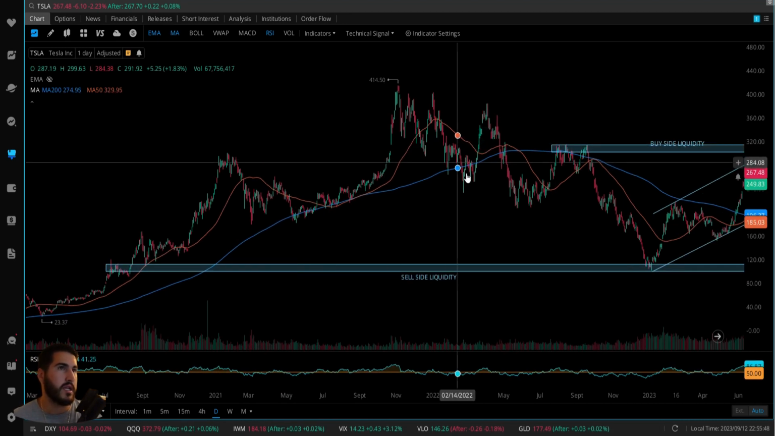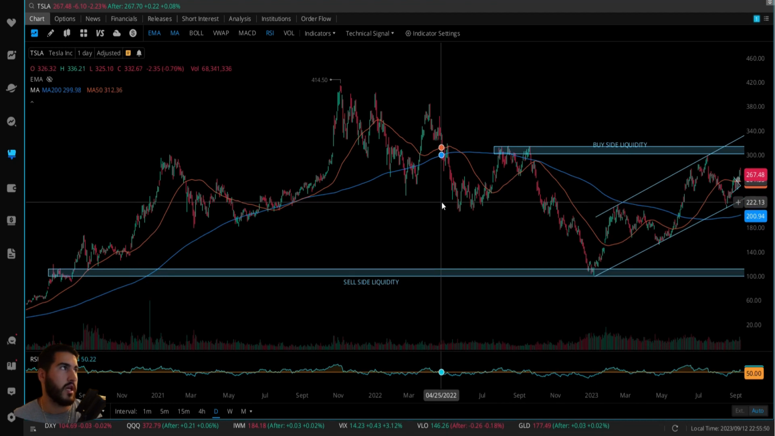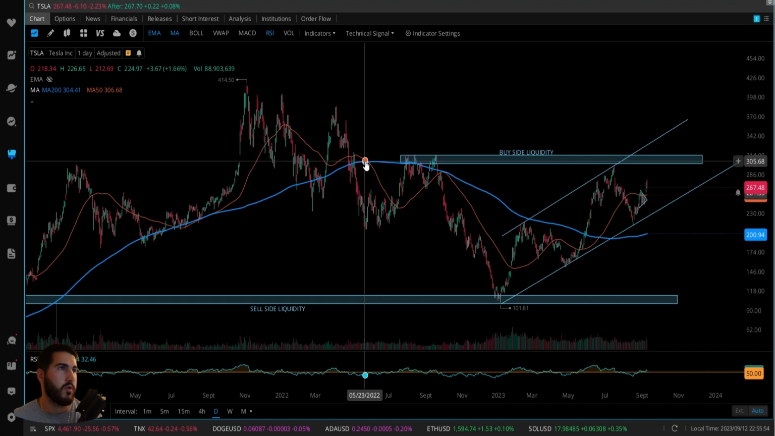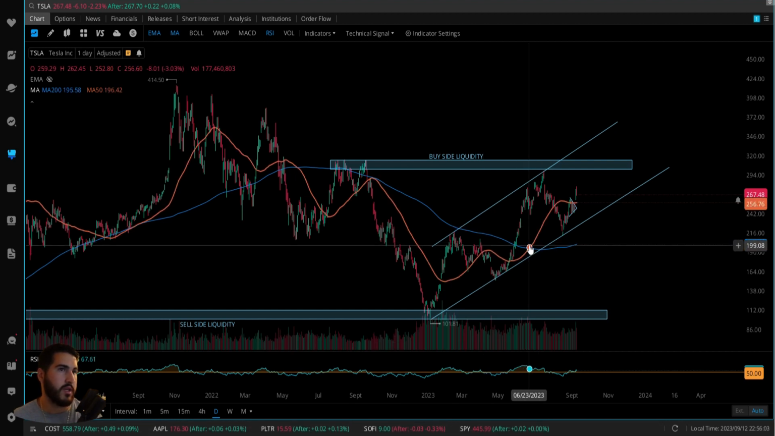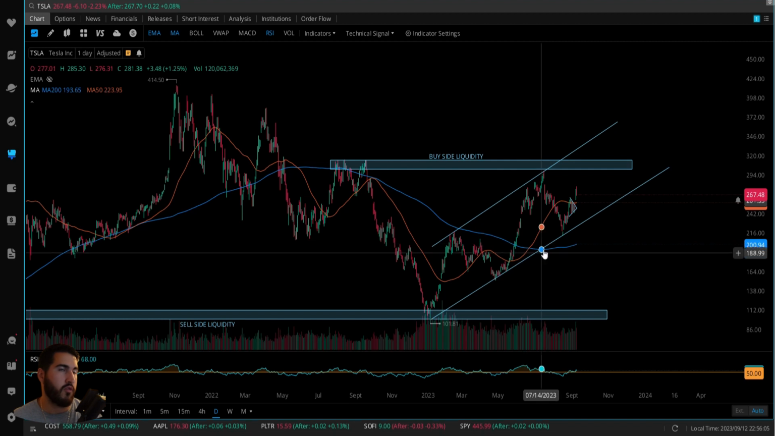The same thing can be said in the inverse. When the 200-day is above the 50-day, that's typically bearish for a stock. We had that crossover here, and as you can see, the stock did end up much lower, going to around $100 a share. The fact that we have crossed over here is bullish for Tesla stock.